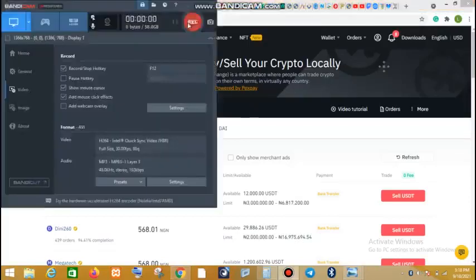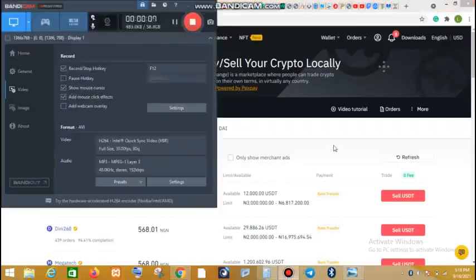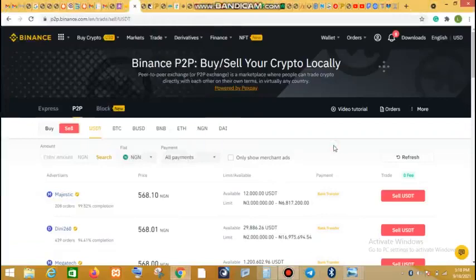Because for instance, there are some countries whereby cryptocurrency trading is banned. For instance, in Nigeria, it is banned. So that is the reason why P2P is available for you. So for that reason, you can trade your Naira for USDT.